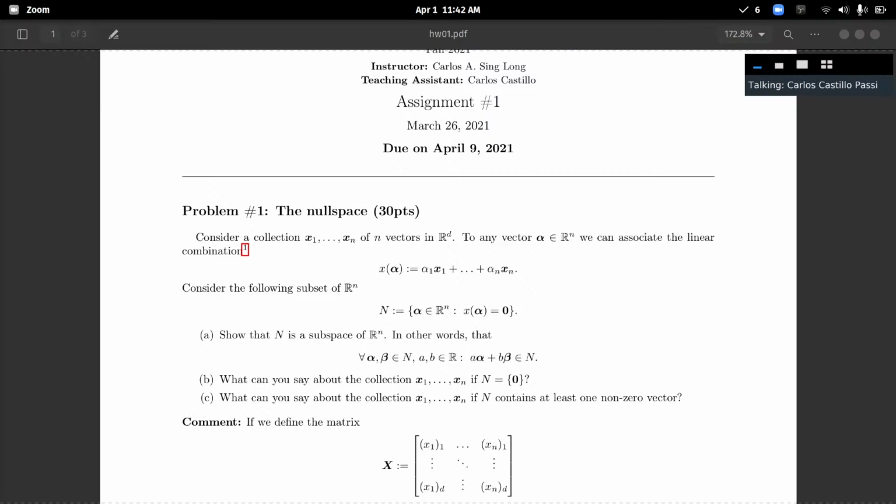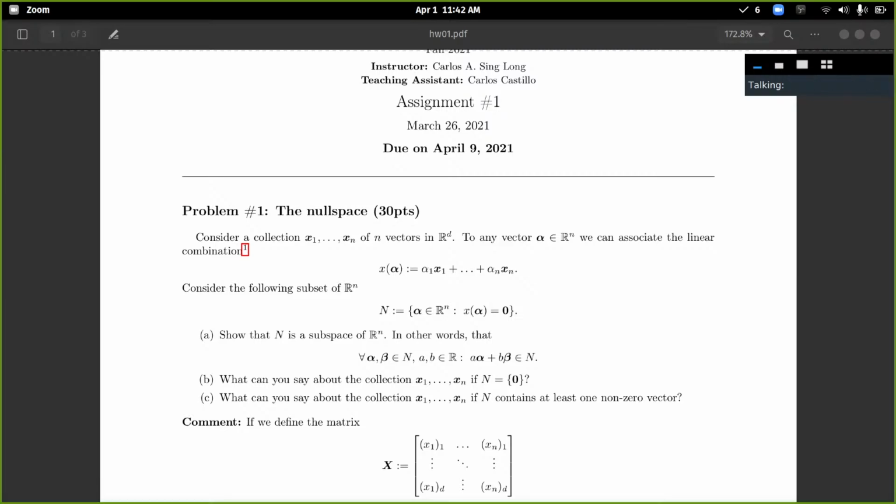Okay, I was sharing the incorrect page. There. Okay.